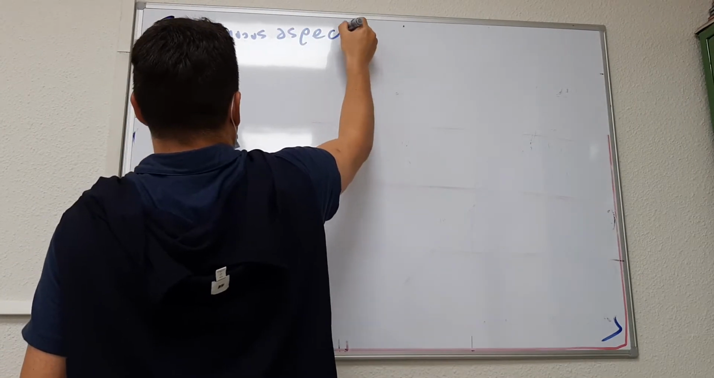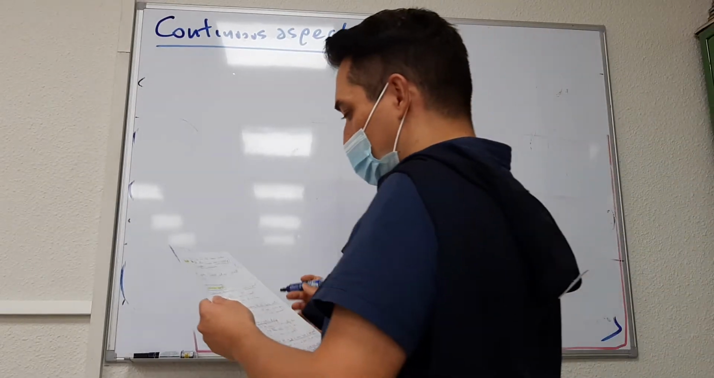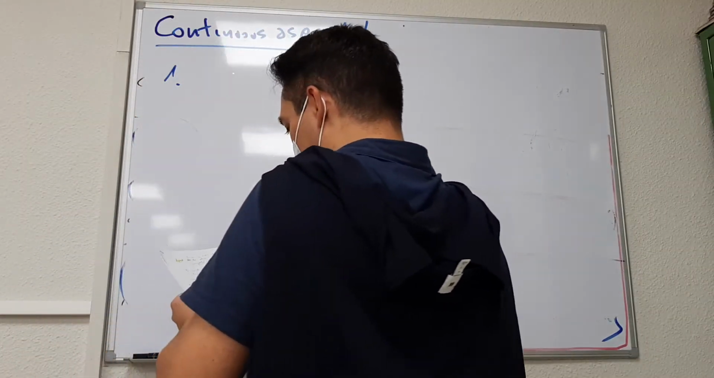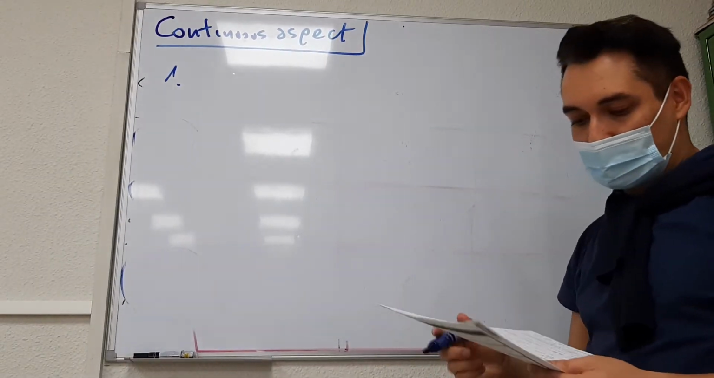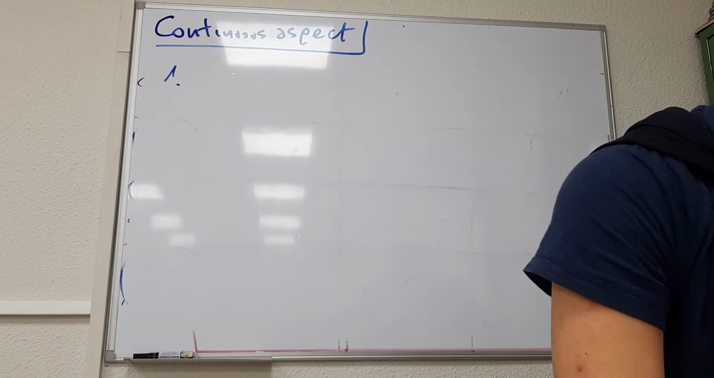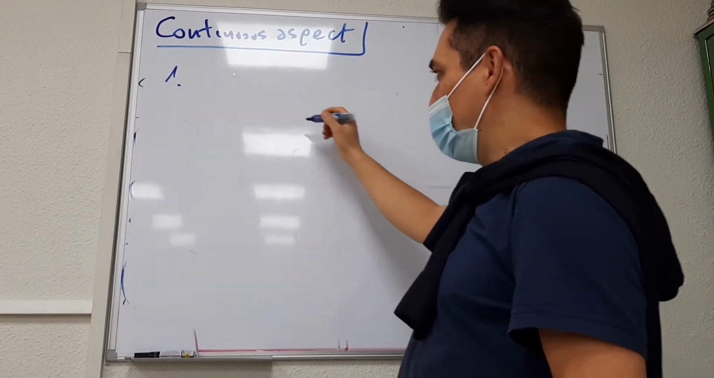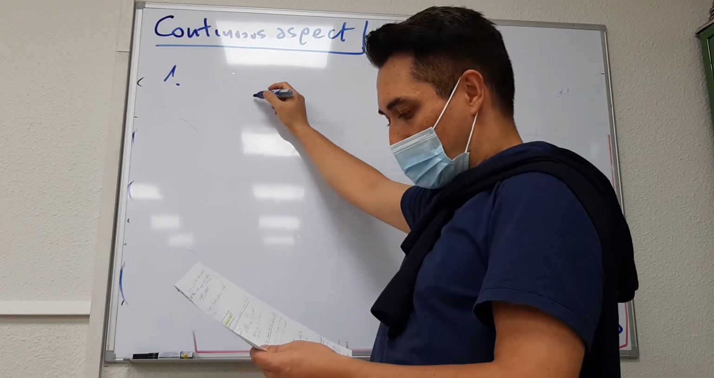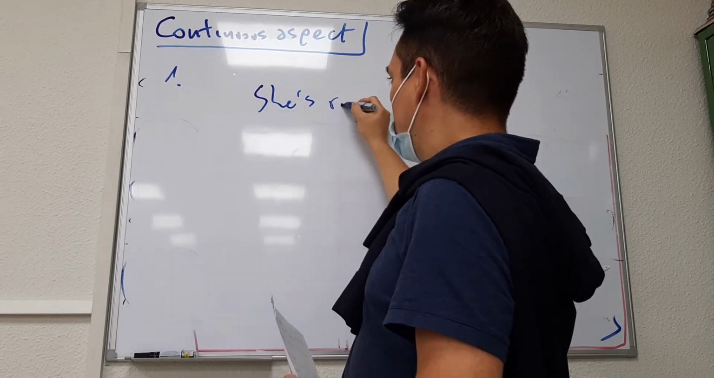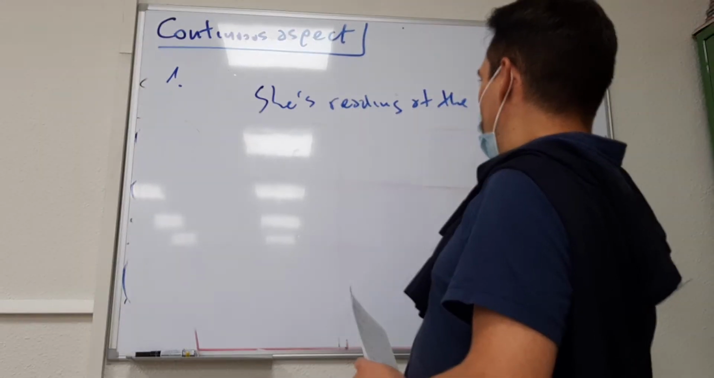The continuous aspect of the English language. When can we use the continuous aspect? The first use is to describe an action in progress or around a point in time. This is the easiest use of it. So what are you reading at the moment? I'm reading a book at the moment. So yeah, she's reading at the moment.